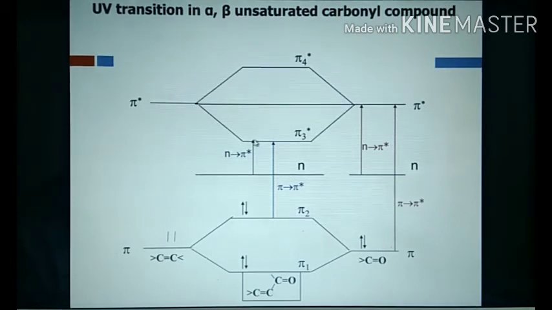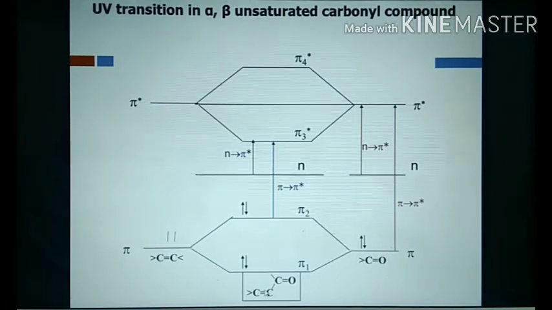Likewise, here it is n to pi star transition. One of the electron from non-bonding undergoes excitation to anti-bonding pi 3 molecular orbital, and what you can have here is n to pi star transition. यहाँ पे देखिए n to pi star transition energy कैसी है, ज़्यादा है, यहाँ पे कैसी है, और भी कम है, so absorption wavelength कैसी रहेगी, और ज़्यादा रहेगी, isn't it? So n to pi star transition forbidden transition है क्योंकि इसकी intensity बहुत weak होती है, so ये pi to pi star transition is very significant in order to determine the structure.